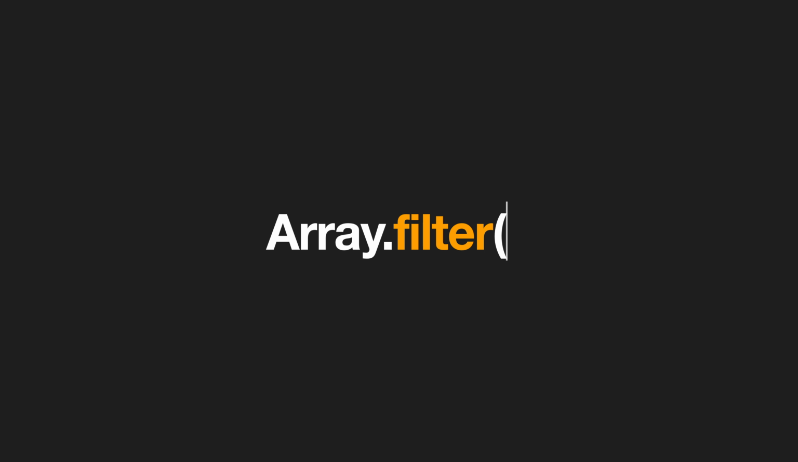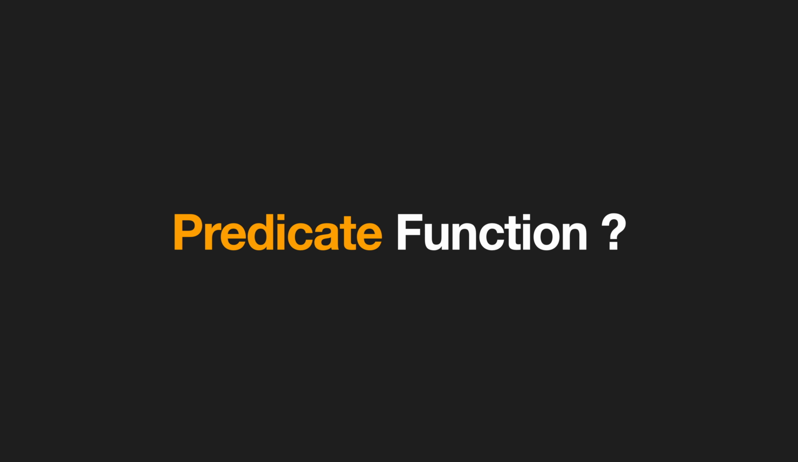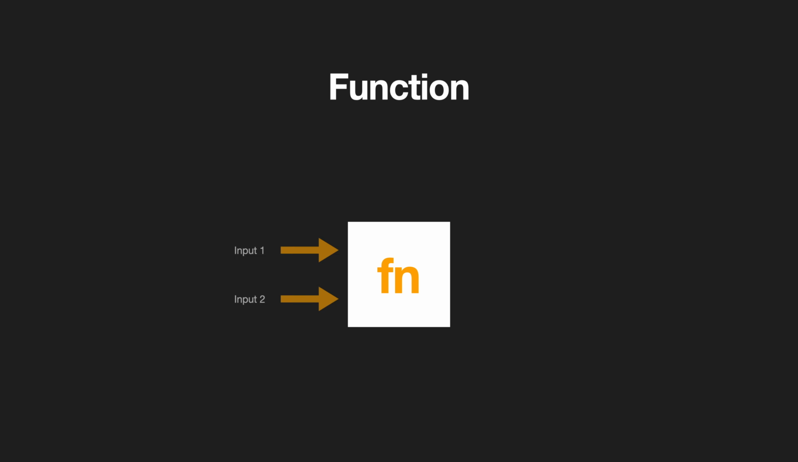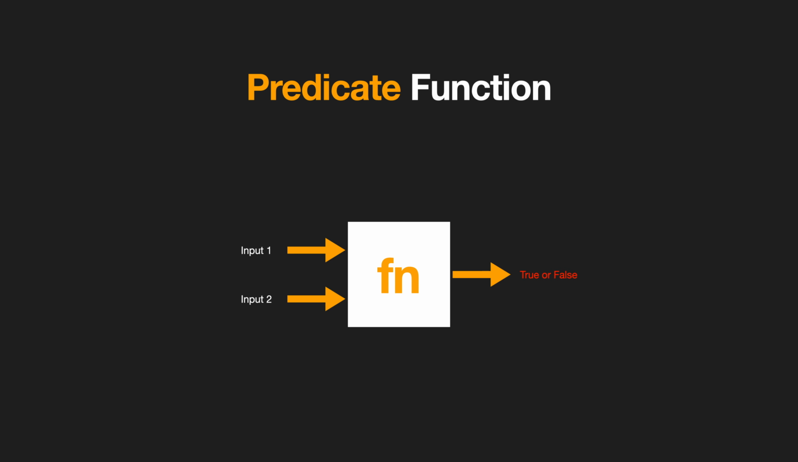In this video, we're going to talk about the filter method in JavaScript array. Before going into this topic, I want you to know a couple of terms related to programming in general, like what is a predicate function. You know what a function is, right? It will take some amount of inputs and give you an output. Now a function will be called a predicate function if it always returns a boolean, means true or false.